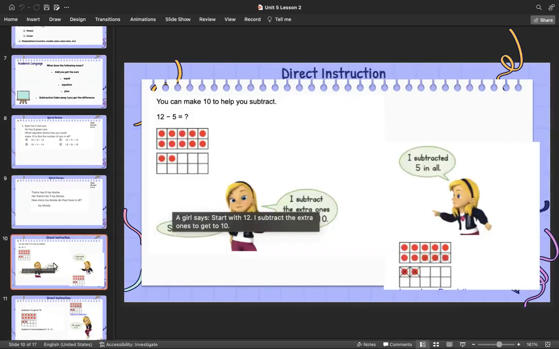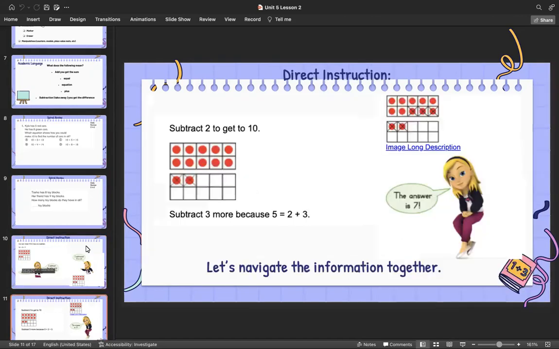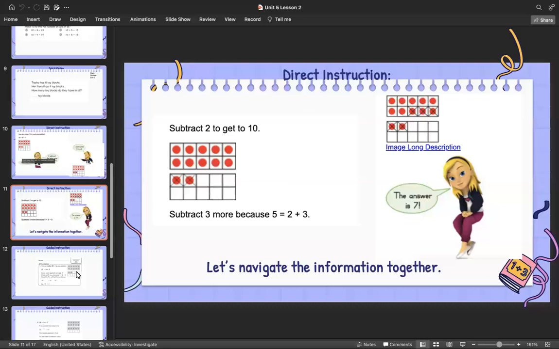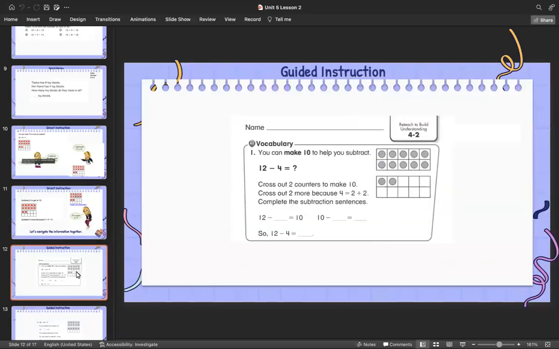If you need the direct instruction, you may pause, work through this process with your child and the learning coach, and go dig a little deeper. Here's the second page. Jump into the guided instruction.